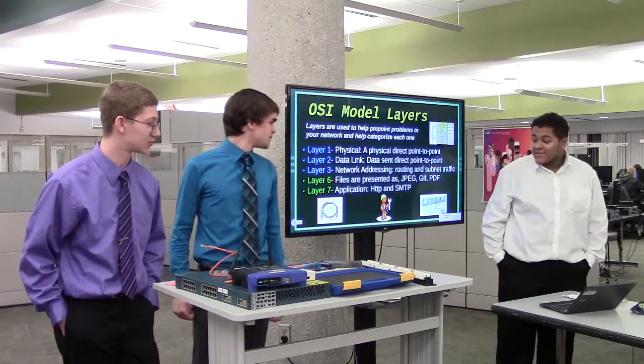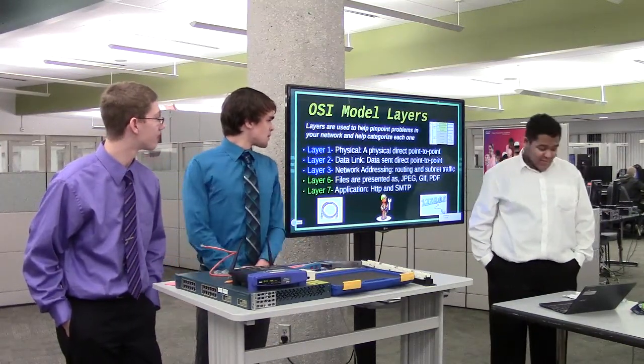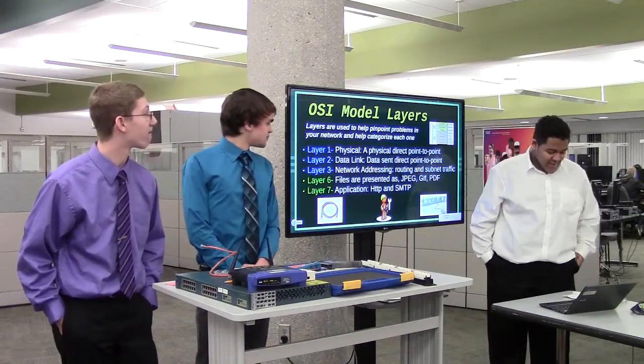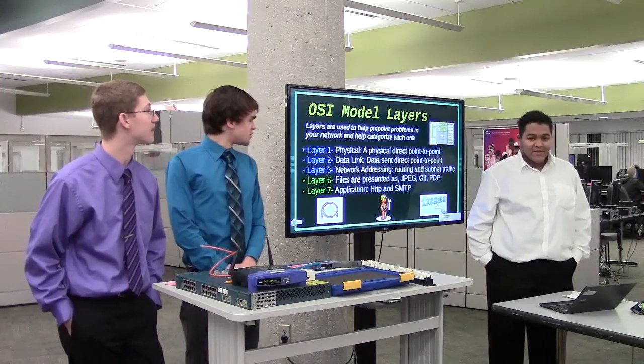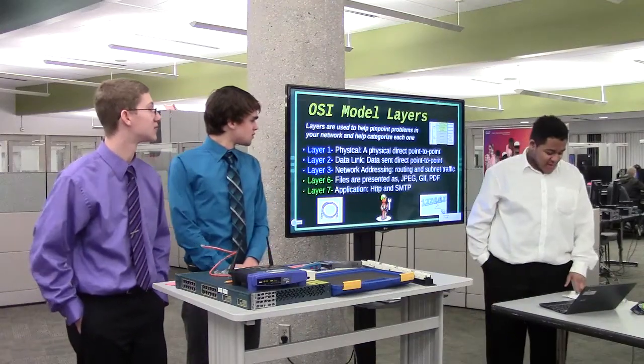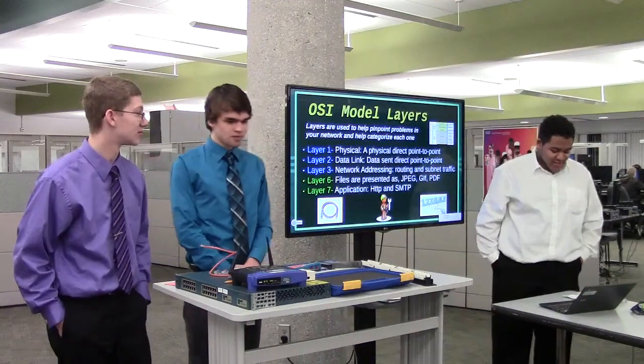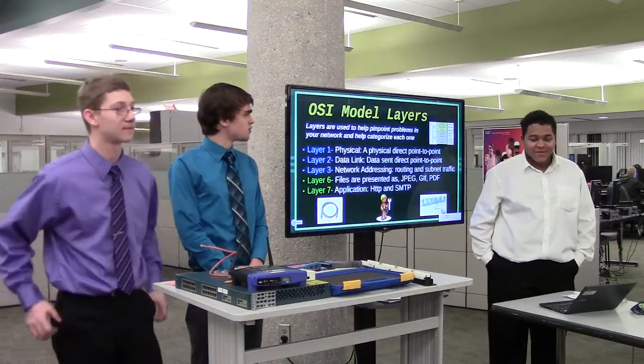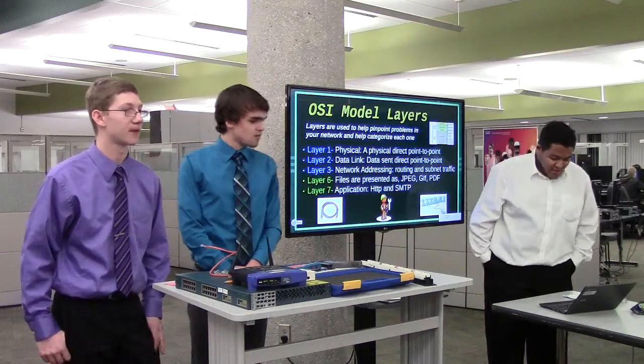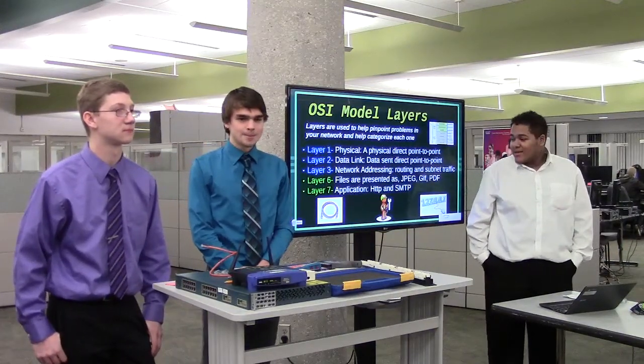Layer 6 is the files that are presented as JPEG, GIF, and PDF. They're all things you can save whatever you're doing as. JPEG is where you can edit your photo. PDF is usually where you can't edit your stuff, but it's mostly just for viewing. Or your GIF is moving pictures.